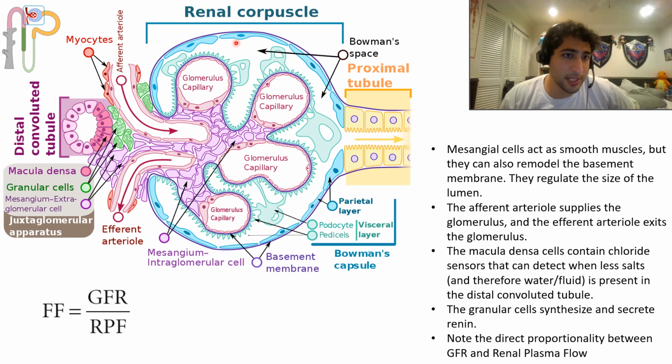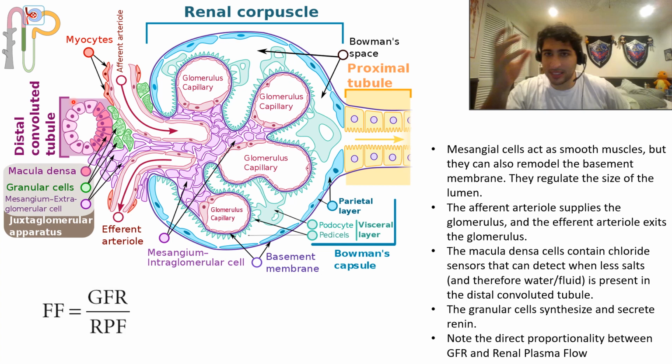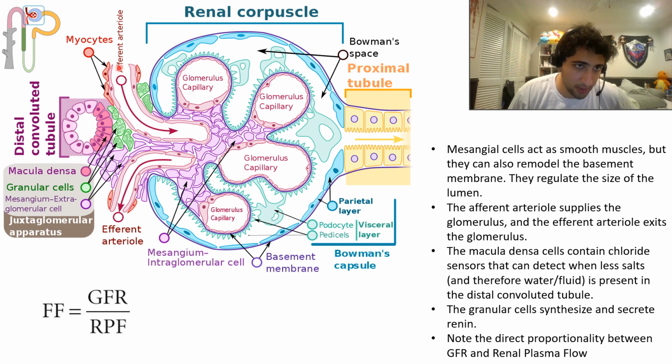Over here you can see the renal corpuscle. Again, these are the things we talked about. Note, fluid comes to the afferent arteriole, gets filtered into the Bowman space, goes to the proximal tubule, comes out to the distal convoluted tubule. So everything's interconnected. When fluid backs up, it backs all the way up to here.